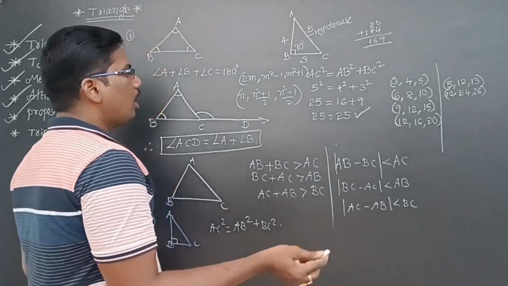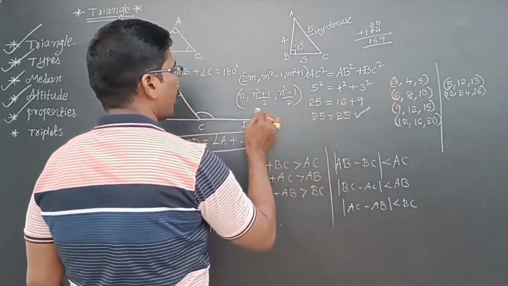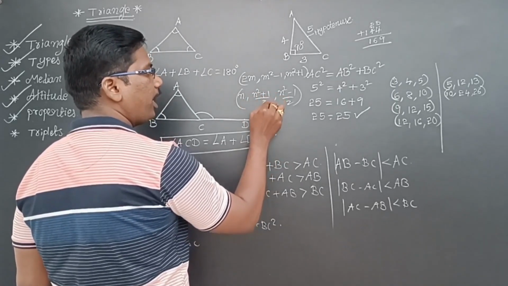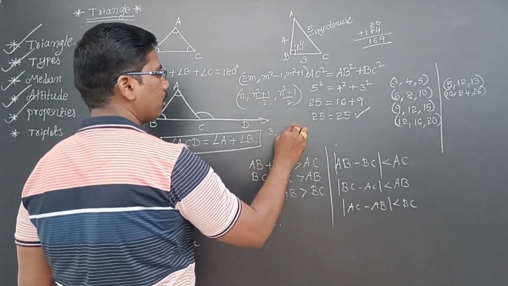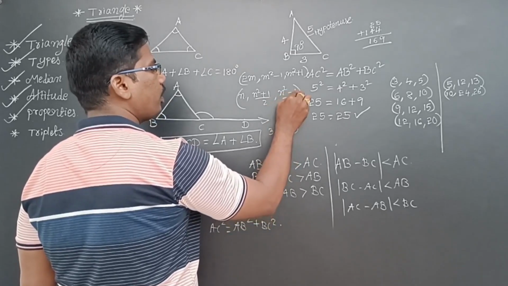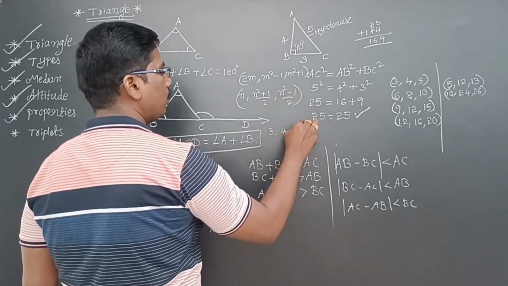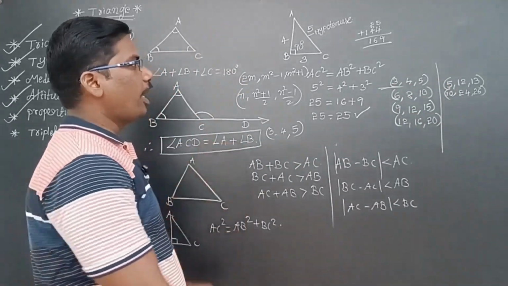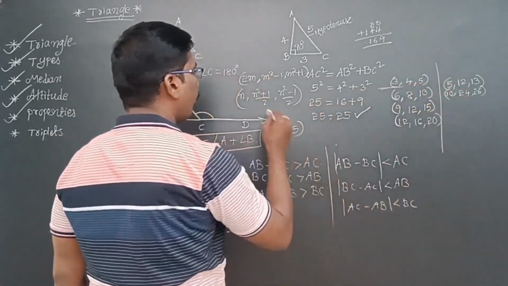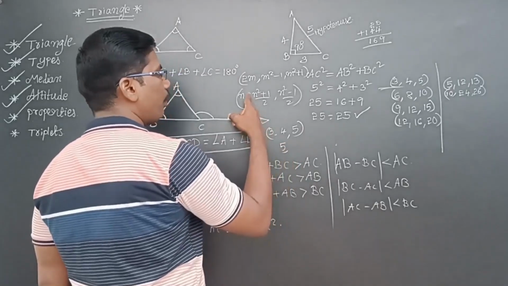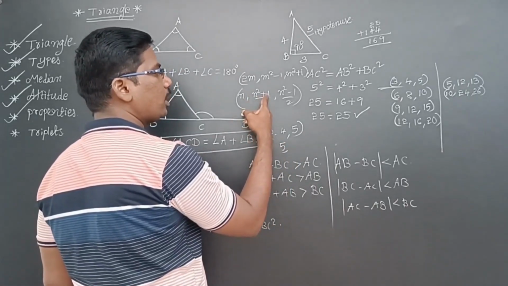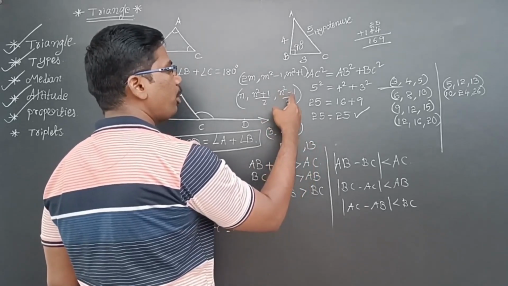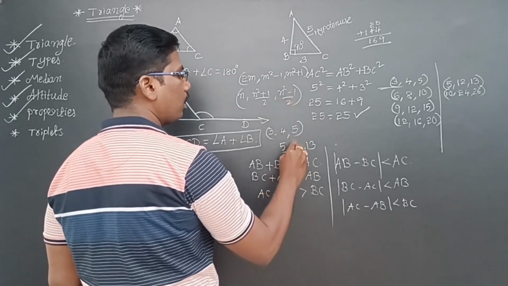How, sir? Now, we will take 3. So, 3 comma 3 square 9, 9 plus 1, 10, 10 by 2, 5. 3 square 9, 9 minus 1, 8, 8 by 2, 4. See, we got this one. So, 3, 4, 5. Isn't it? Now, I will take 5. 5 square, 25. 25 plus 1, 26. 26 by 2, 13. 5 square, 25. 25 minus 1, 24. 24 by 2, 12.